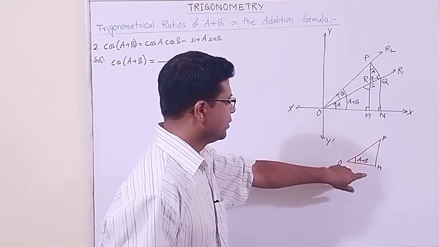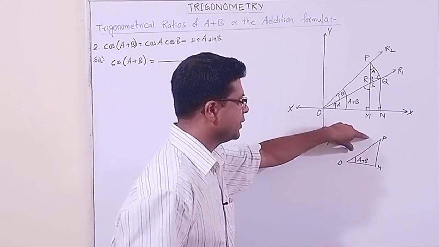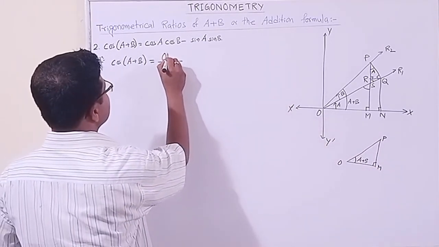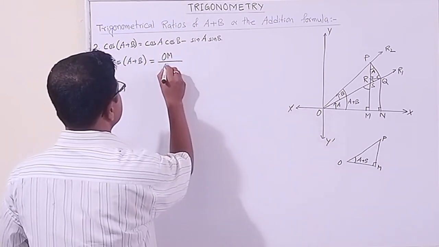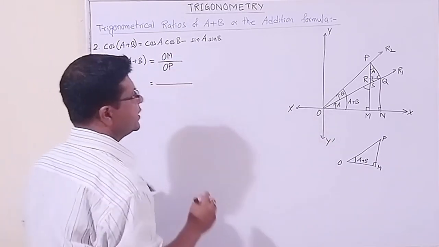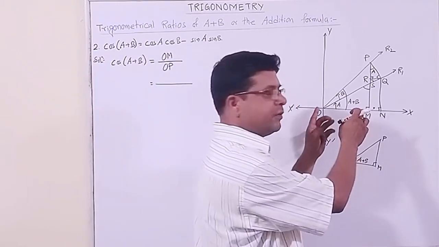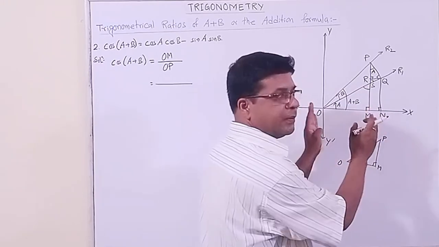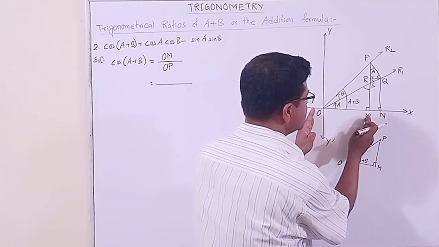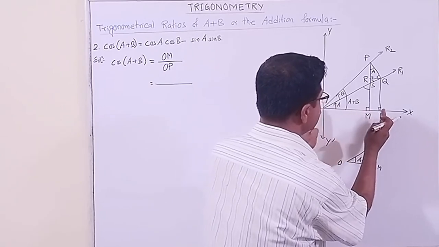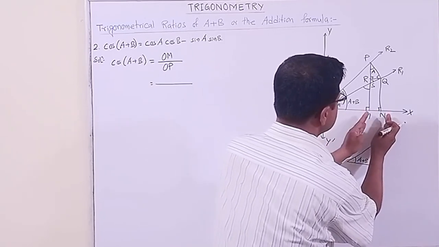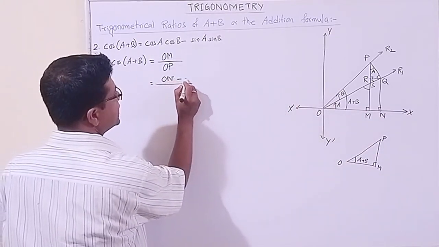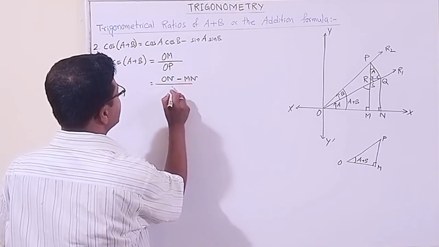So what is cos of A plus B? Base by hypotenuse, because this is a right angle. What is the base? Base is OM. Hypotenuse is OP. Now in the original figure, what is OM? OM can be written as ON minus MN. This means the bigger one minus the smaller one. So let us write, it is ON minus MN by OP.